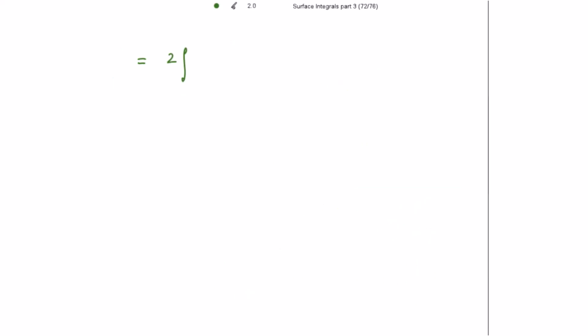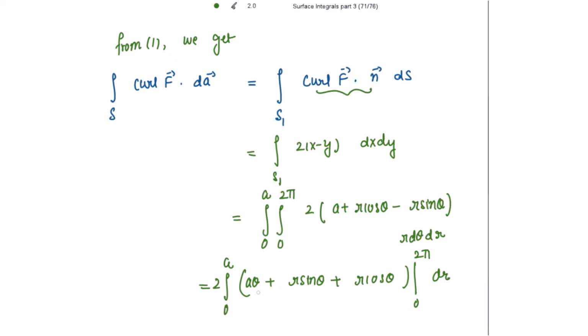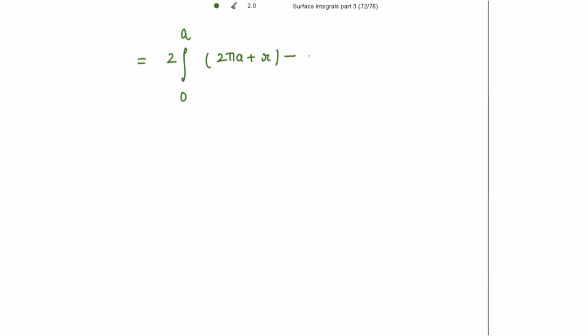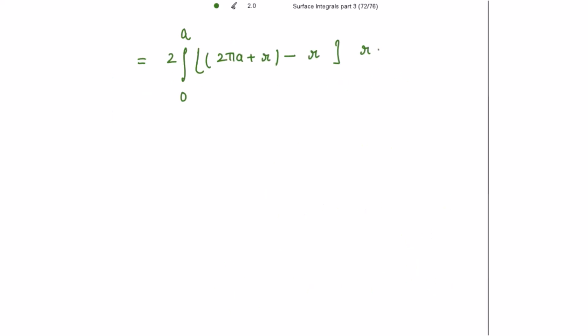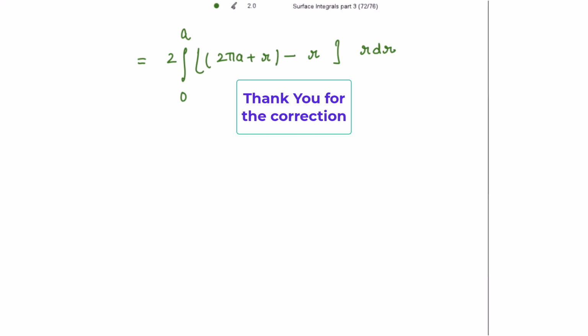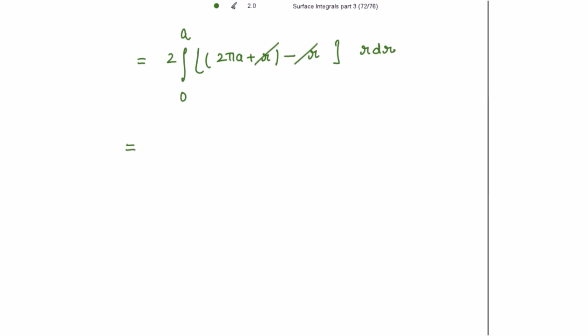So this is twice of integral from 0 to a, 2 pi a plus r when putting the upper limit, minus, when putting the lower limit we get this to be 0, this to be 0 and this to be r because cos of 0 is 1. So this is r, sorry, this is r dr, right? So these two cancelled out. This is twice of integral from 0 to a, 2 pi a r dr.